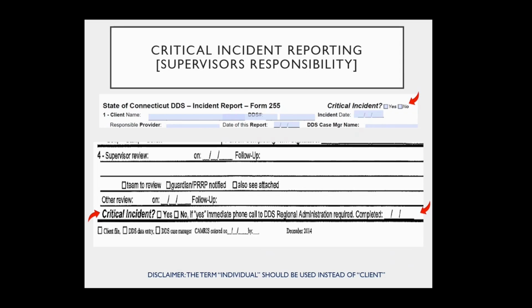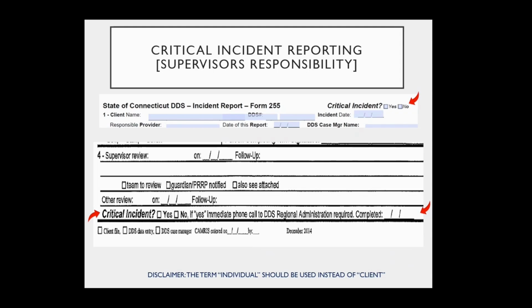Next, we'll look at Section 4. Section 4 is to be completed by the supervisor who is reviewing the 255. Supervisor should be alert to the types of critical incidents and ensure that the incident reported was in fact a critical incident. If it is, the yes box should be checked both at the top of the form and in Section 4. If a critical incident occurs, supervisors must initiate an immediate phone call to their DDS regional administrator. The date of the notification should be marked on the form.